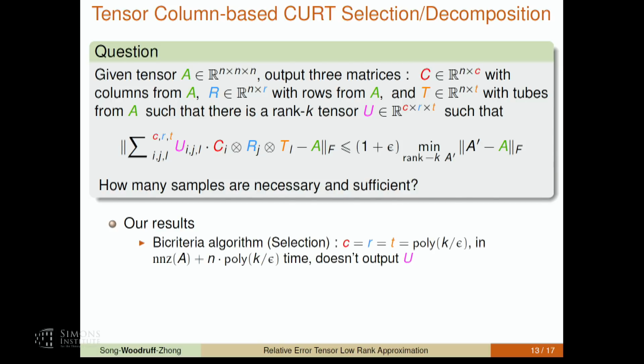What we show is we first give a fully polynomial time algorithm, like input sparsity time. It doesn't achieve the optimal number of columns, rows, and tubes. It gets some polynomial in k over epsilon.